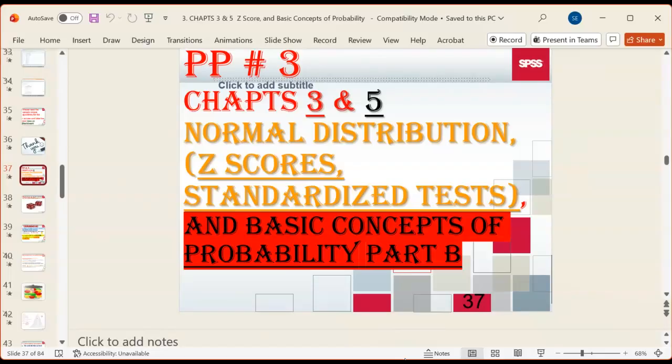Hello everyone. We're going to continue with PowerPoint number 3, the second part, part B, which is about basic concepts of probability.